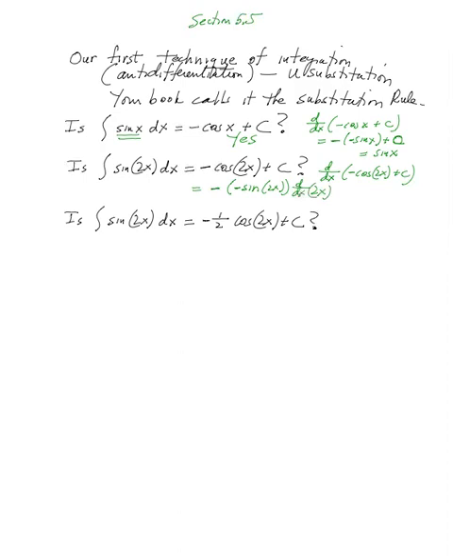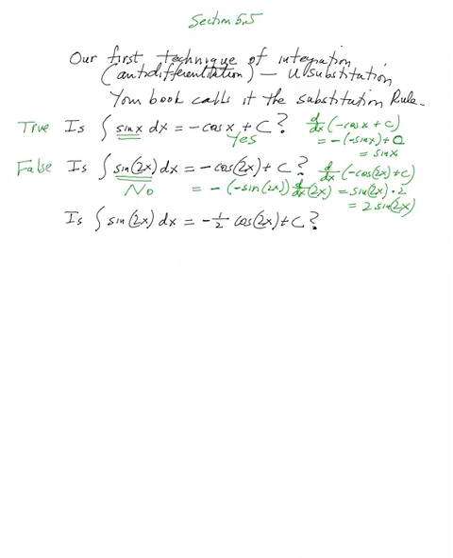Negative cosine 2x is a composite function. I have an outside and an inside. Negative negatives are positive. Derivative of 2x is 2. So I get 2 sine 2x. Oh, I'm supposed to get what? Sine 2x. So this one is no, right? The first one is true. The second one is false.